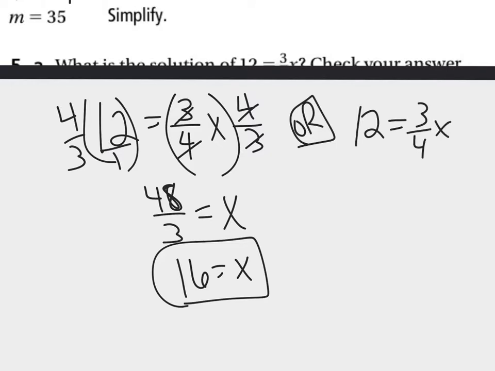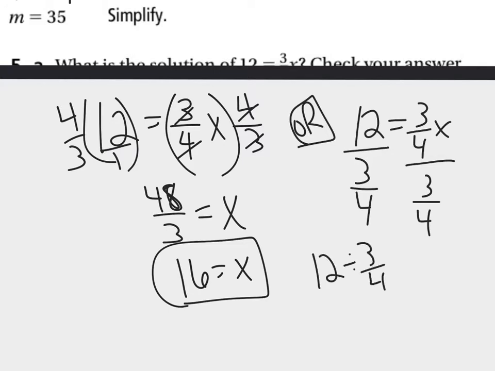Otherwise you can say they're multiplying by 3/4. Let's divide by 3/4. And when you do that, remember, keep, change, reciprocal, and we'll end up getting the same thing.